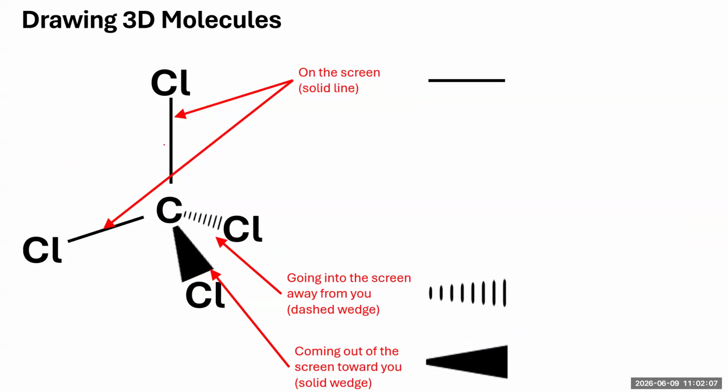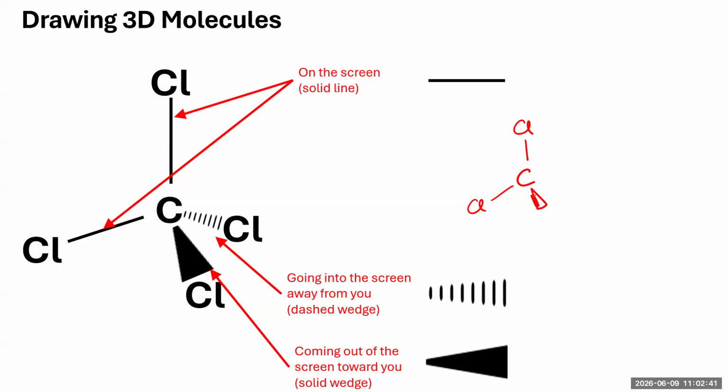So again, the solid lines are on the screen itself. The solid wedge means it's coming out at you. And the dashes mean it's going away from you, right? And again, you need to know how to draw this and practice this. So please practice. I'll draw this here just so you can see me draw it. Chlorine. I always draw it like this. You can draw it many different ways, just like you can rotate a 3D object, but this to me is the easiest. So just practice this.